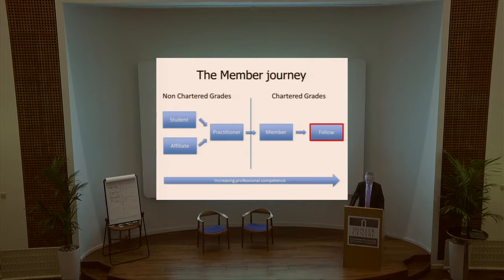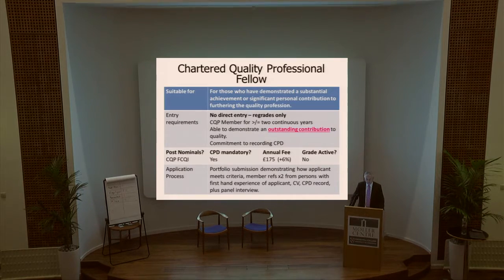And then there's Fellow. Fellow is very much the flagship grade. And it's awarded to those who have made an outstanding contribution to quality. There's no direct route. You can't just decide you want to become a Fellow. You have to have served your time as a member for at least 2 years before you can be nominated to go for the Fellow grade. Post nominals, of course. CPD is mandatory, of course. The new grade is not active yet. Okay, we're still doing work around the finer points of the interview process for that.